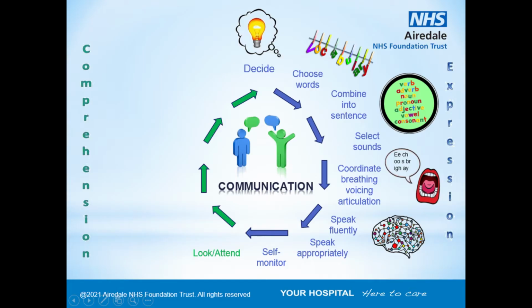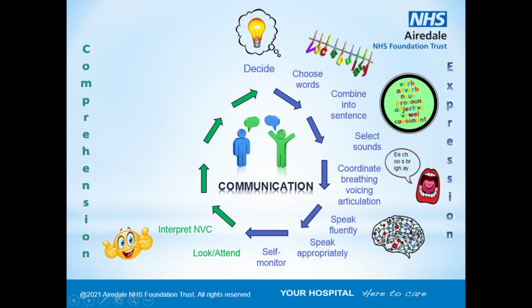So that's the speaking side, but the listening and comprehension side is equally complex and equally important. So let's look at the things involved in that. So when somebody's talking to us, in order for us to understand what they're saying, we have to attend to what they're saying. And attention and listening is something that young children can find quite difficult, so we need to make sure we've got their attention.